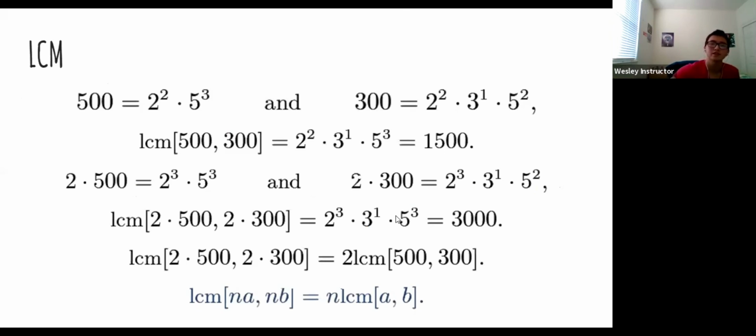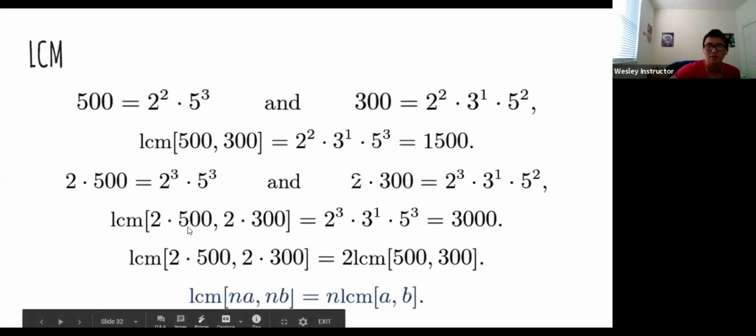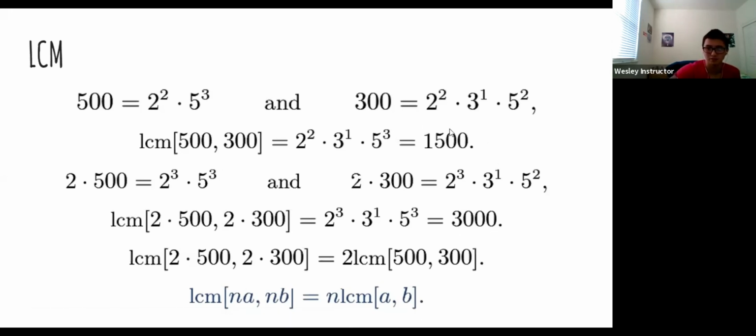And here's an interesting fact, I guess. Say we want to find the LCM of 500 and 300. The LCM of that is 1500. And say we want to find the LCM of 2 times 500, 1000, and 600, which is 2 times 300. We see that the LCM is 2 times the LCM before. So the LCM of 2 times 500 and 2 times 300 is 3000, and 3000 is 2 times 1500.